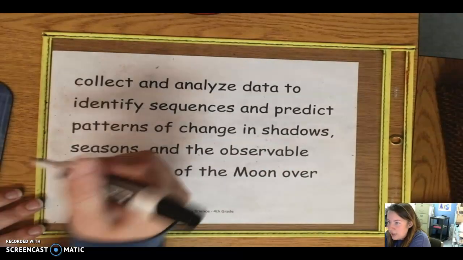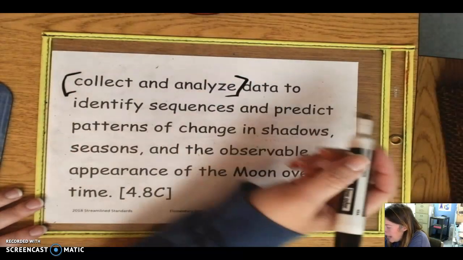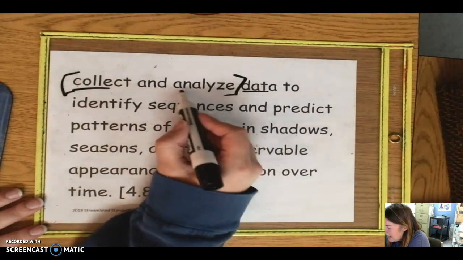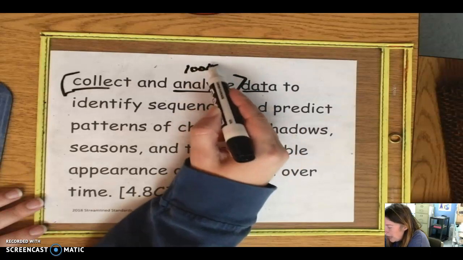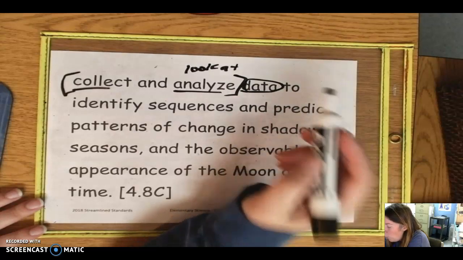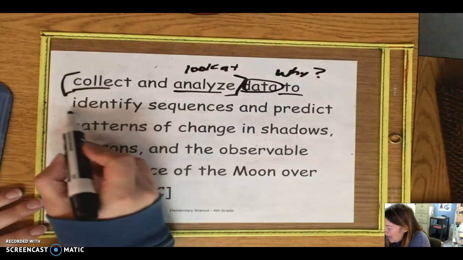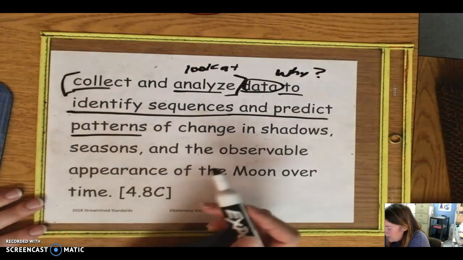So you're going to do two things. You are going to collect and analyze data, right? That's what you're going to do. Collect data and analyze data. Analyze means you're going to kind of look at it. And you're going to be looking at data. And why are you going to be looking at data? To identify sequences and predict patterns.